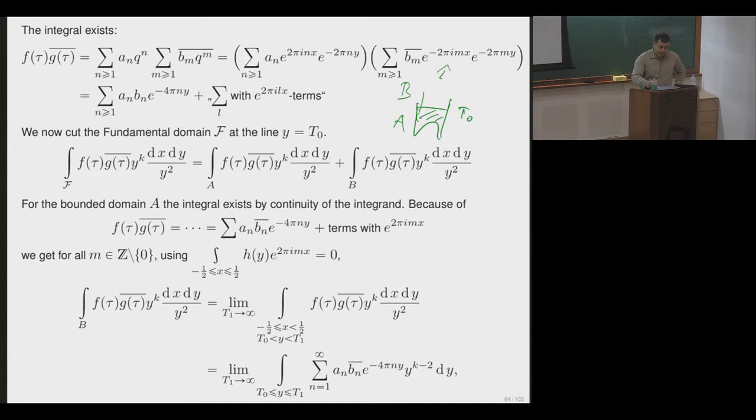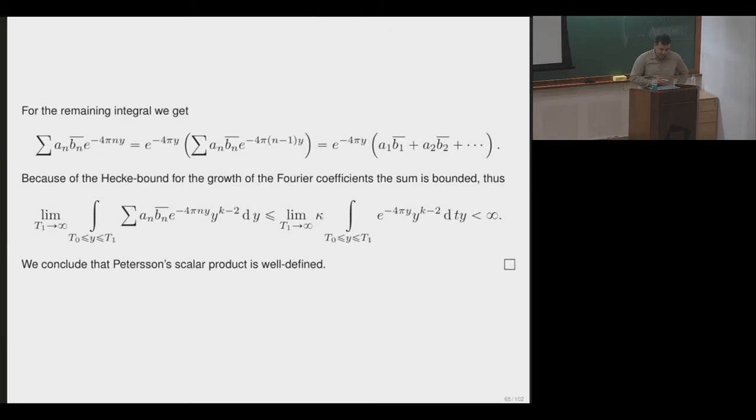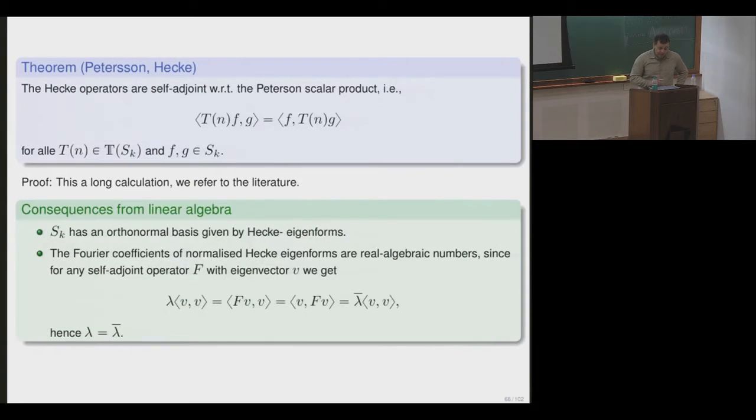In particular, if you go to i infinity, you're using that you have cusp forms, and cusp forms are rapidly decaying. And so you will end up with something that is well defined. So you get something that is smaller than infinity, and this will then prove the well-definedness of this Petersson scalar product.